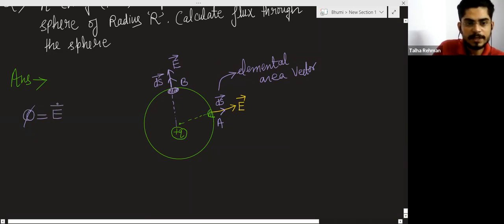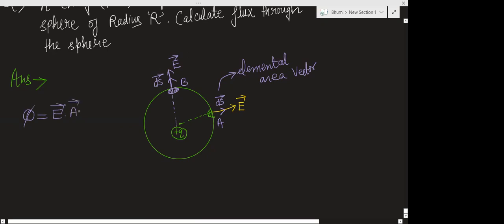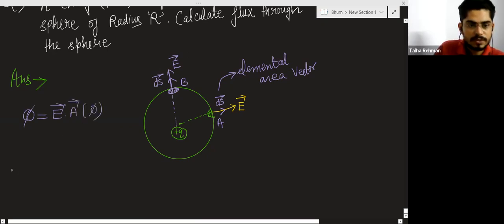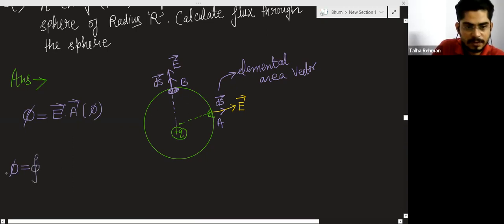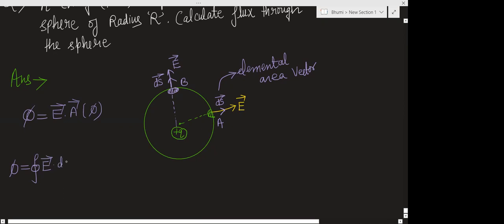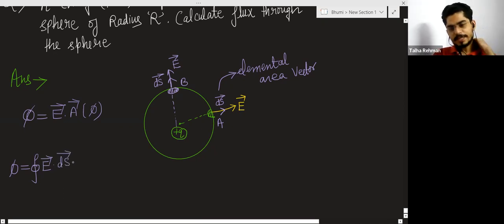Phi is equal to E dot A, we cannot use this. We will use the other one: phi equal to integration of E dot ds. This is a closed surface, so we will put a circle on the integral sign and write E dot ds.